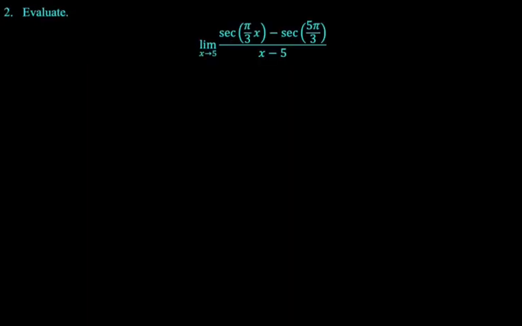Next problem. We want to evaluate the limit as x approaches 5. As soon as I see this, I think this is almost certainly the derivative, because I don't really know how I'm doing a limit that involves secant otherwise. So it's the limit as x approaches 5 of secant of pi over 3x minus secant of 5 pi over 3, all over x minus 5. You can definitely see that the function is secant of pi over 3x. We're evaluating the derivative of this function at x equals 5. We know it's x equals 5 because we're finding the limit as x approaches 5. So I just need to find the derivative.